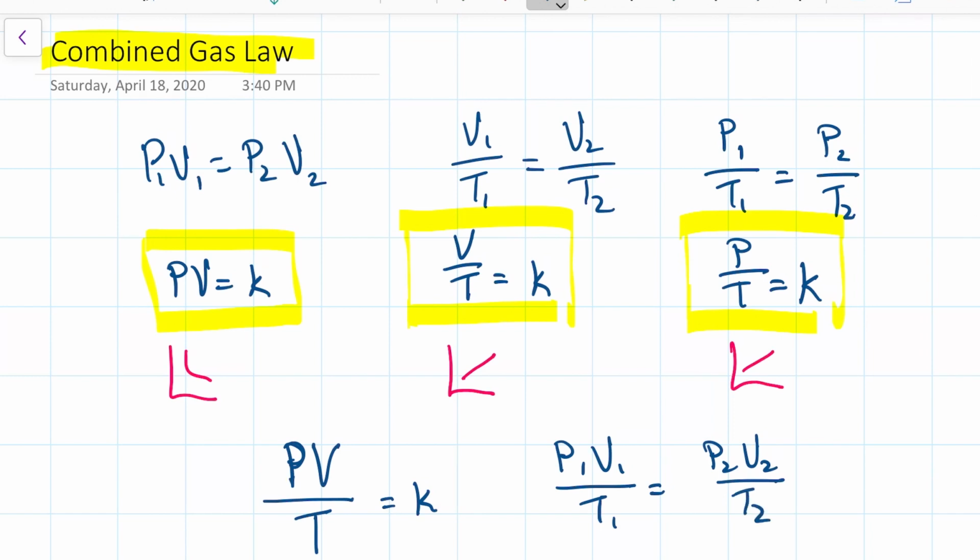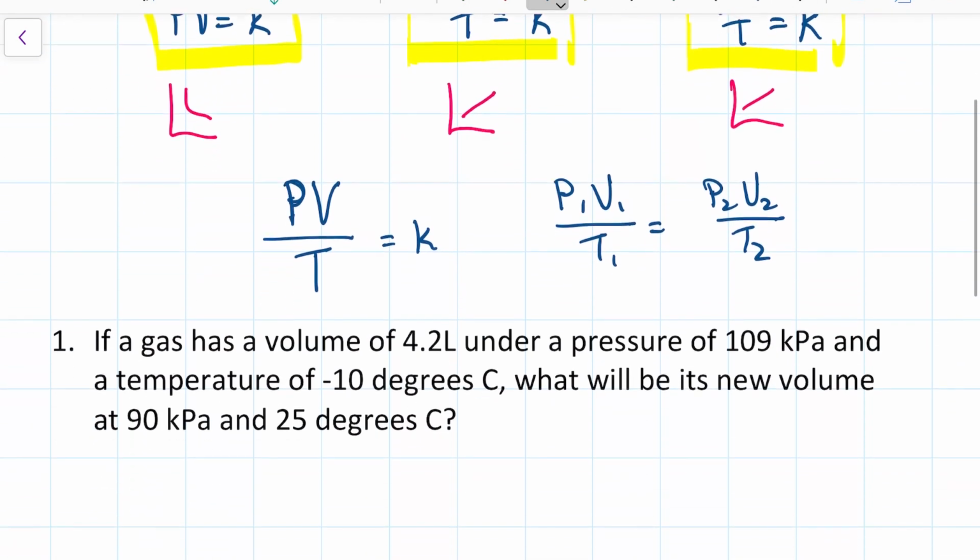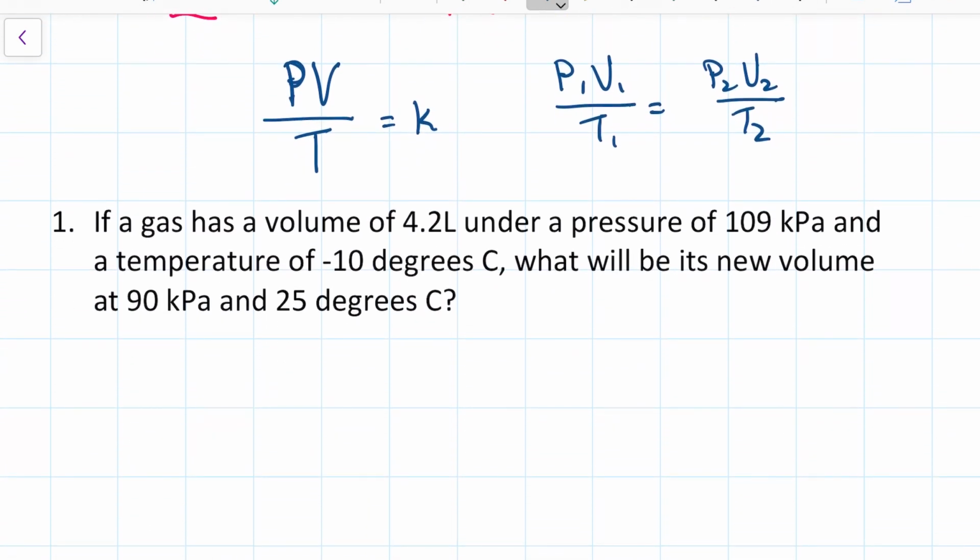Now, the hardest thing about this is just not getting your symbols confused. The math is pretty straightforward if you've had Algebra 1. And the concepts are pretty straightforward based on what we've done previously. So let's jump right in and try this problem right here.